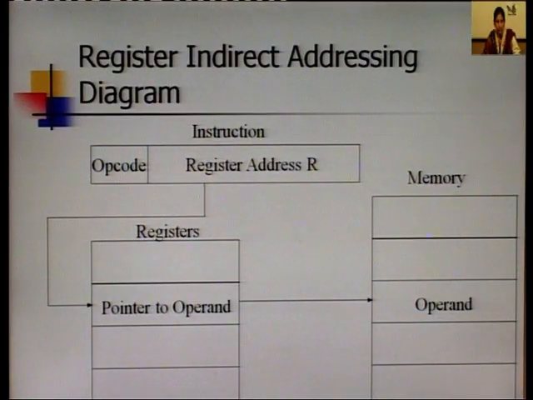In the register indirect addressing diagram, we can see the instruction format. First is the opcode. Always in any instruction, the first part is the opcode, that is the operation code, and the second part depends on the addressing mode. In this addressing mode, it is the address of a register, and in that register the address of a memory location is stored, which points to the operand in memory. That's why it is known as register indirect addressing mode: the instruction holds the address of a register, that register holds the address of the operand, and in that memory location the operand is stored, and the instruction can fetch the operand from there.